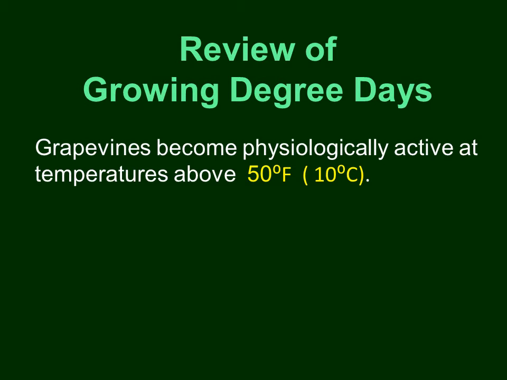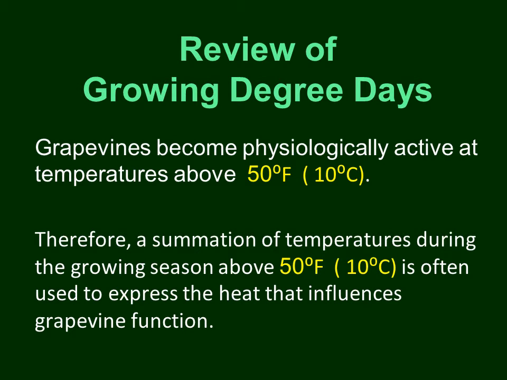Grapevines become physiologically active at temperatures above 50 degrees Fahrenheit or 10 degrees Celsius. Therefore, a summation of temperatures during the growing season above those temperatures is often used to express the heat that influences grapevine function. This heat accumulation is expressed in units called growing degree days.